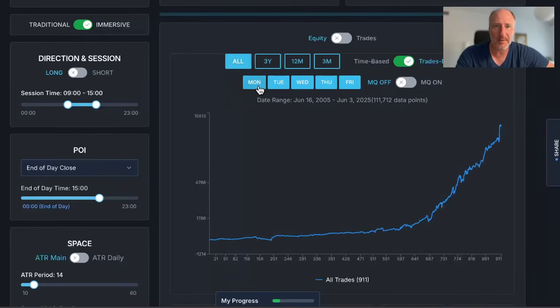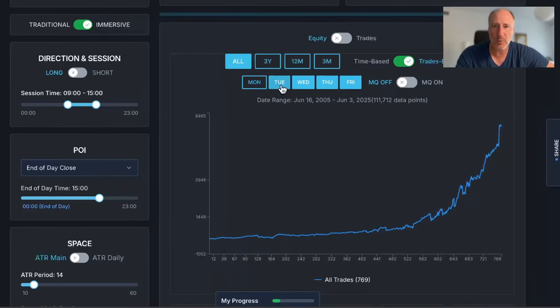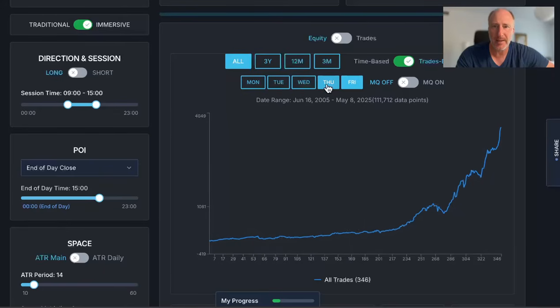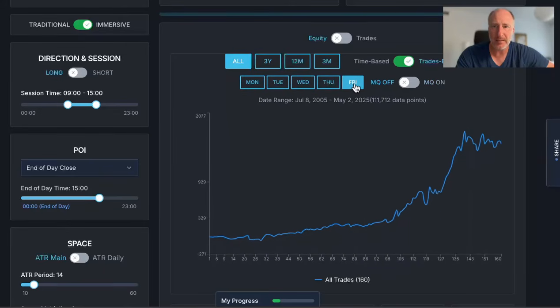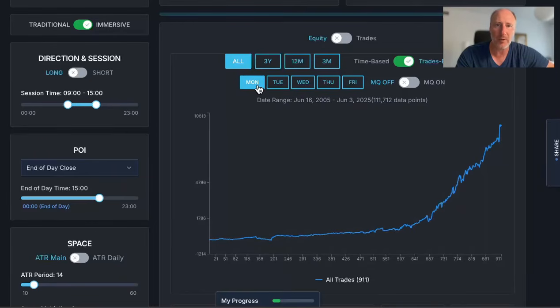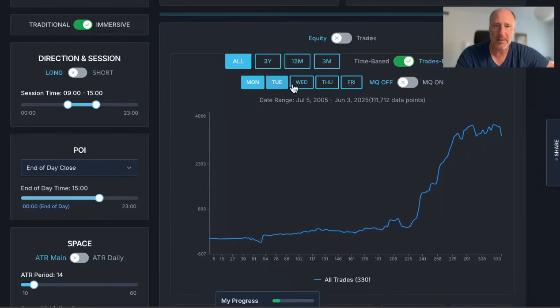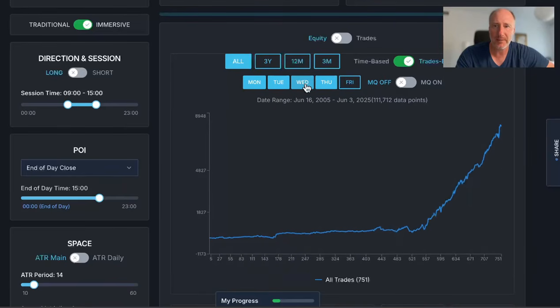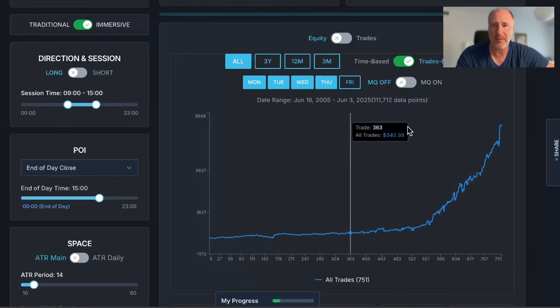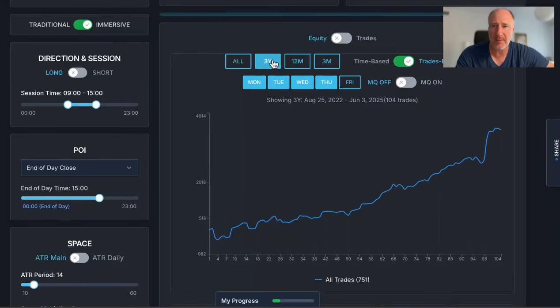We can even see what this would look like day by day, okay? Monday till Friday. So Thursday, Friday, well, I would probably trade all the days. Honestly, maybe we could leave out Friday. Yeah, if we leave out Friday, we get better results overall. So I would leave out the Friday, but this is a very good base.